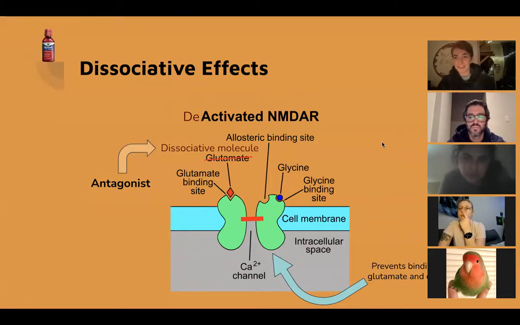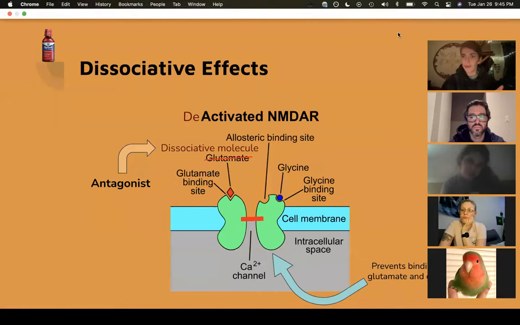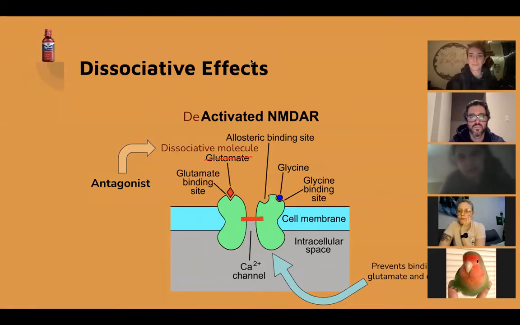Any questions about this? Dissociatives, glutamate antagonists, they reduce the effectiveness of your communication neurotransmitter. That's the real main point here. Dissociatives, glutamate antagonists reduce the effectiveness of glutamate, reduce communication, and for a lot of them it all happens at the specific receptor. That's the point. Okay.